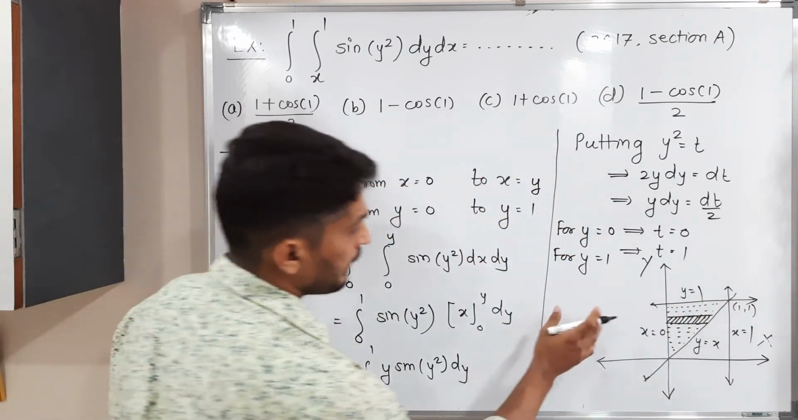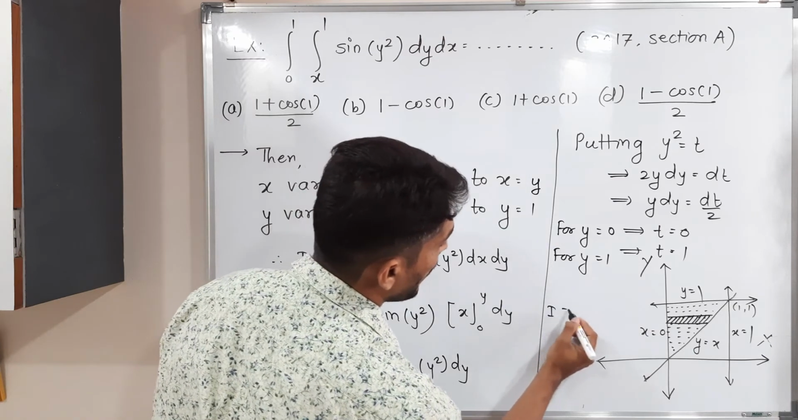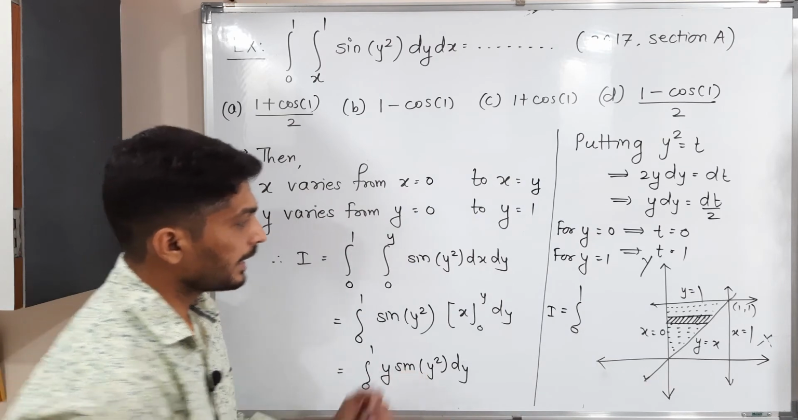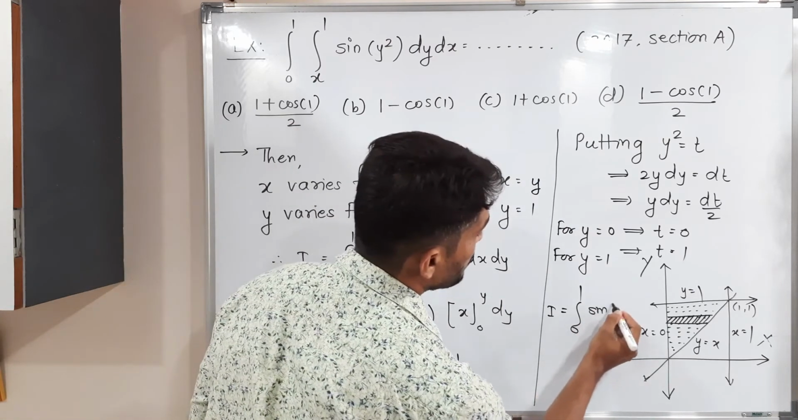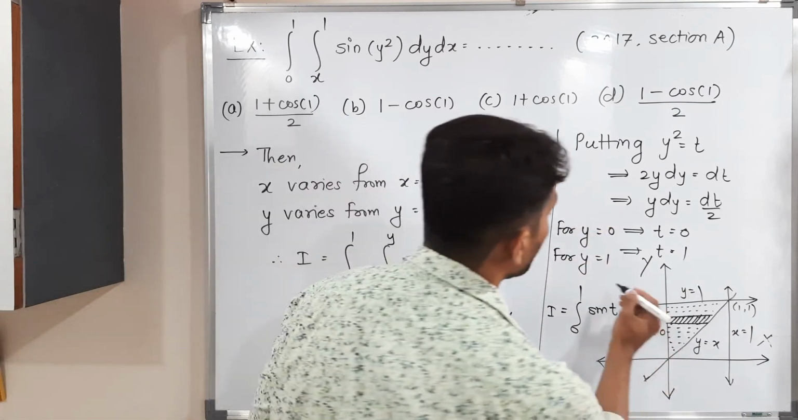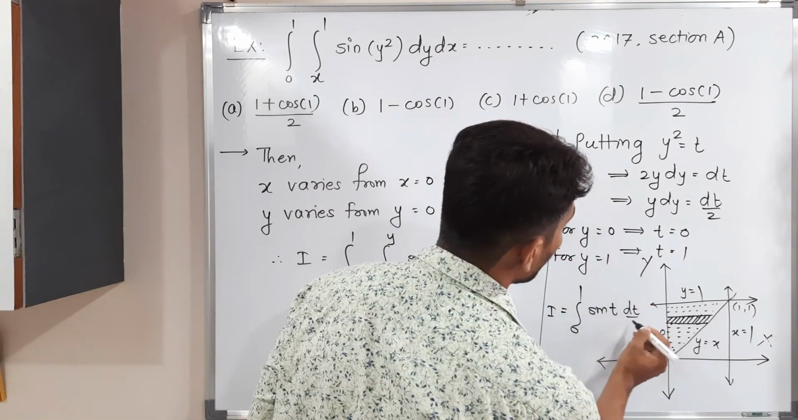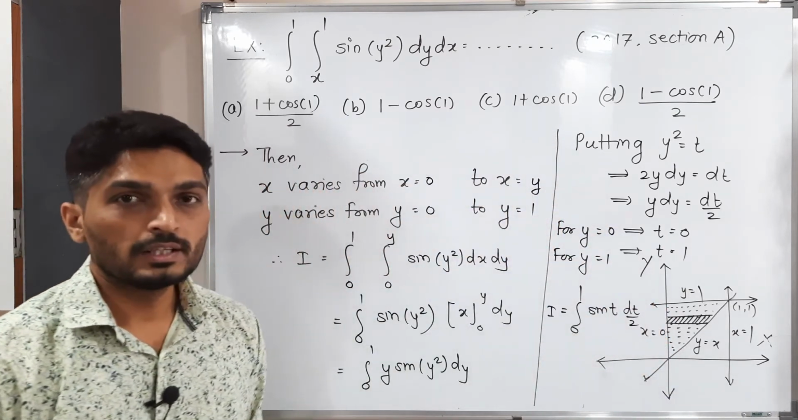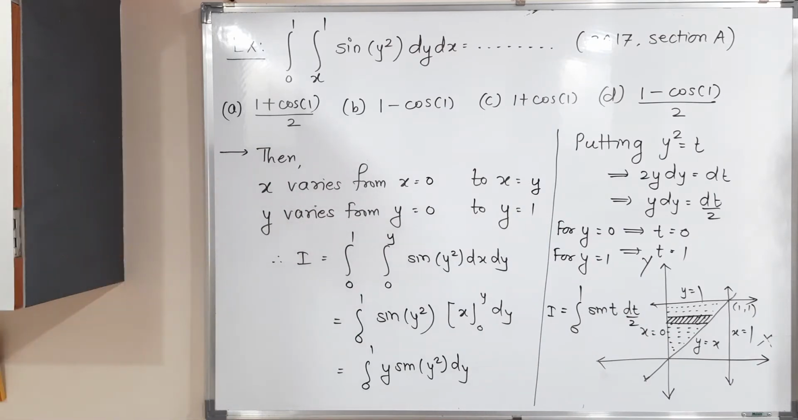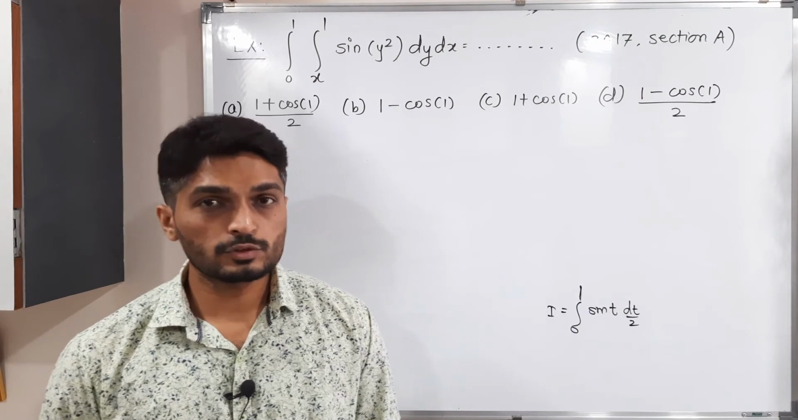We have some space here, so let us use it. I is equal to, with the new limits, the integration from 0 to 1. Sine y square means sine t, correct? And y dy we can replace by dt by 2. So its value is dt by 2. There is no more space to write, so make a screenshot of it. Then we will go further. Let us solve it further.